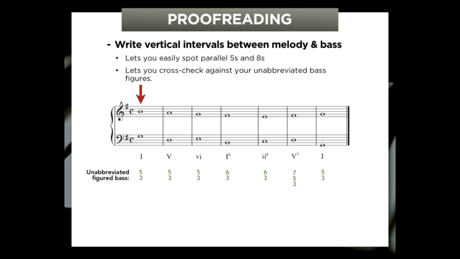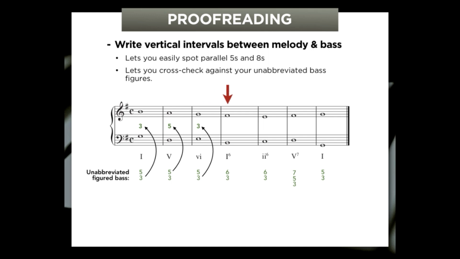So for instance, with the first chord, there's a 3, G up to B, and we notice that 3 is one of the unabbreviated bass figures. So that means we've used a chord tone. Same thing here, there's a 5th between the voices, and we see there is a 5 in the figured bass. Chugging along just fine here, we have another 3rd. And again, that 3rd is corroborated by the bass.